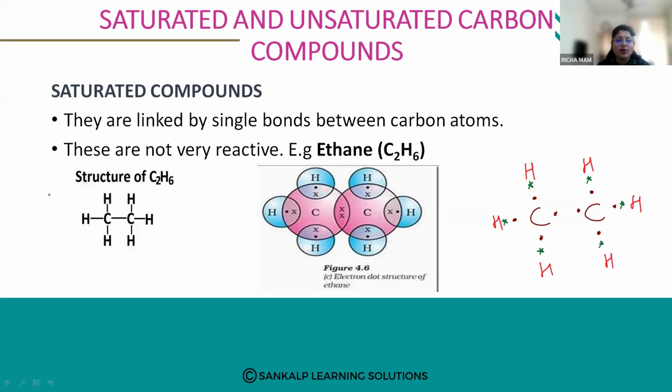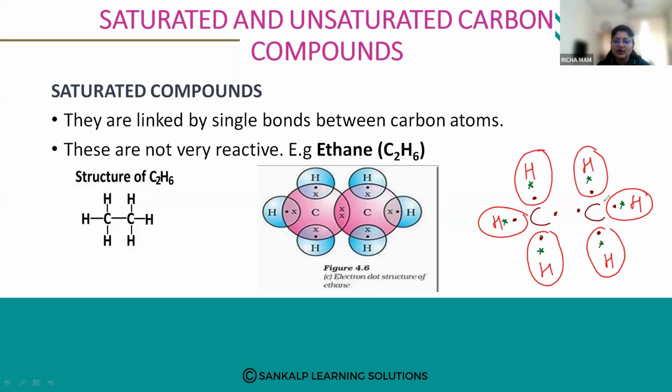Now let us form the bond. Like this one bond will form, like this one bond will form. Another single bond, here one single bond, here one single bond, and here one single bond. So like this, the single bonds will be formed. These are the electrons from your carbon. These are the electrons from this carbon.